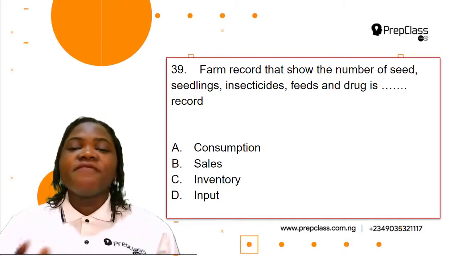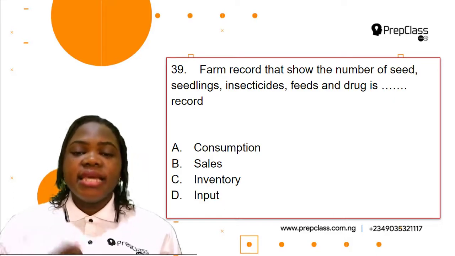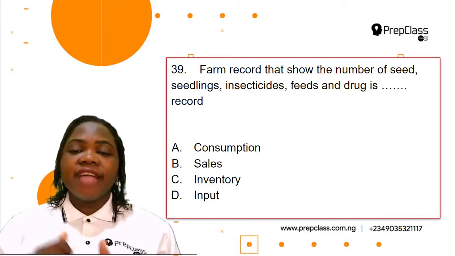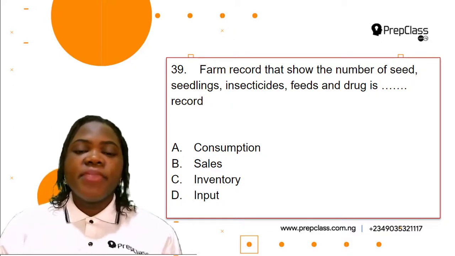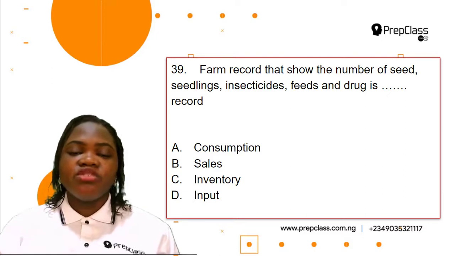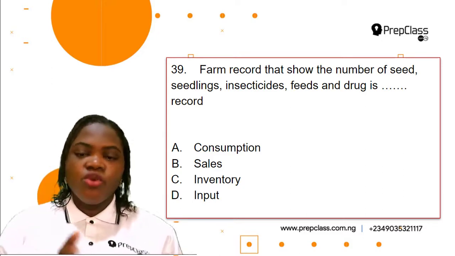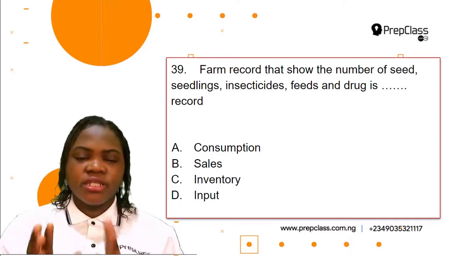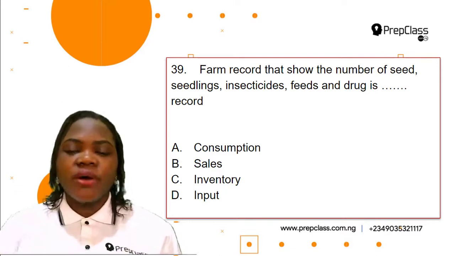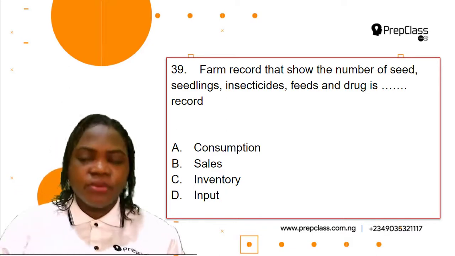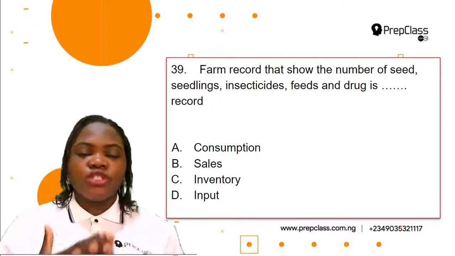Question 39. Farm record that shows the number of seeds, seedlings, insecticides, feeds, and drugs is dash record. A. Consumption. B. Sales. C. Inventory. D. Inputs. So for us to be able to answer this question, we need to find out what kind of records each of these options are. What are consumption records? What are sales records? What are inventory records? And what are input records?